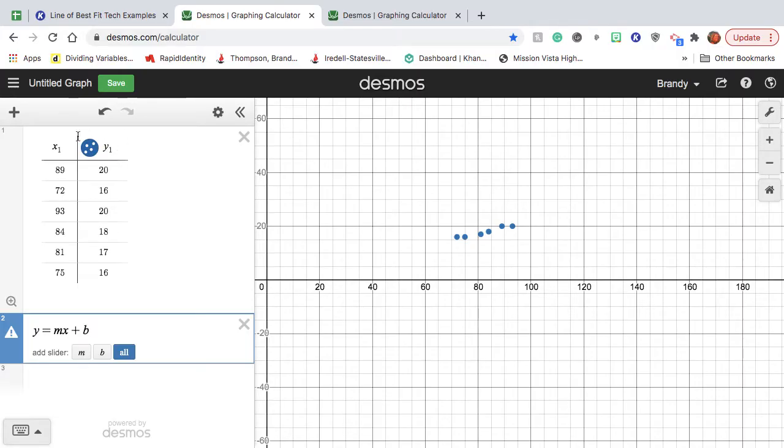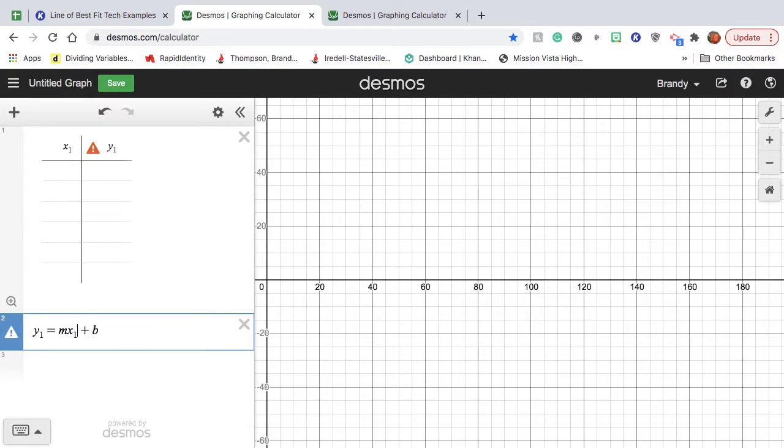I've got to tell Desmos what I want to use. I actually want to use this data table. So I'm using Y1 and X1. So beside the Y, I'm putting a little 1 and it drops it down. And beside the X, I'm putting a little 1 and it drops it down.